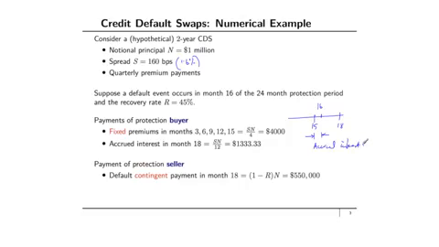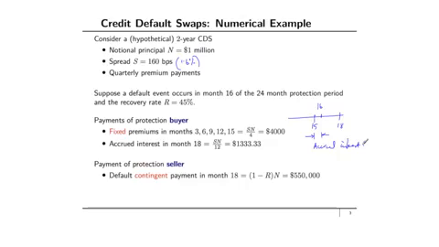So the accrued interest that the buyer has to pay in month 18 is just 1/3 of 4,000, so it's $1,333.33. What about the payments from the protection seller? Nothing is paid up to month 15 because the default has not happened. Default happens in month 16.